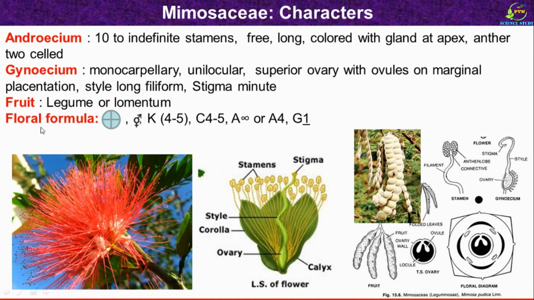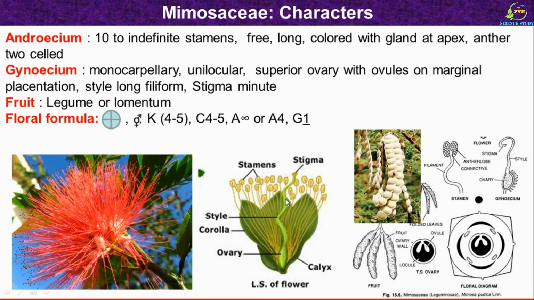This symbol denotes that the flower shows actinomorphic symmetry. This symbol shows that the flower is bisexual. It means both the sex organs are present on the same flower. Then K represents the calyx. The calyx consists of 4 to 5 sepals, and all these 4 to 5 sepals are united, and so here it is denoted in a bracket, that is, gamosepalous.